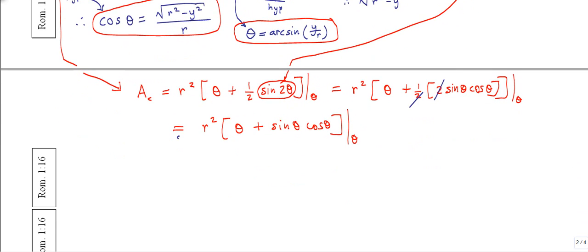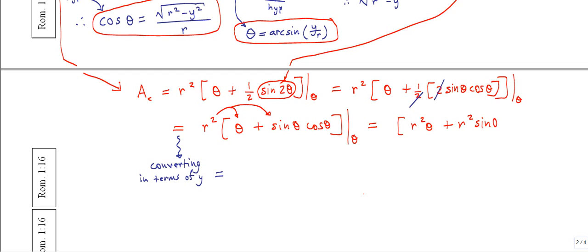Converting in terms of y, I get, oh, by the way, before I do that, let me write one more step. Let's distribute the r in here. So I get r squared times theta plus r squared sine theta cos theta, and this is with limits with respect to theta. And so now let's go ahead and make the conversion in terms of y.